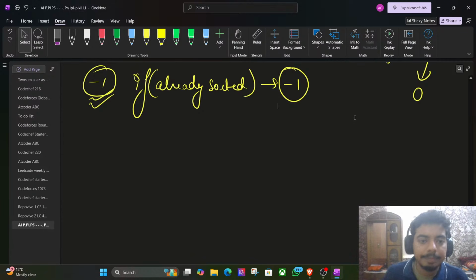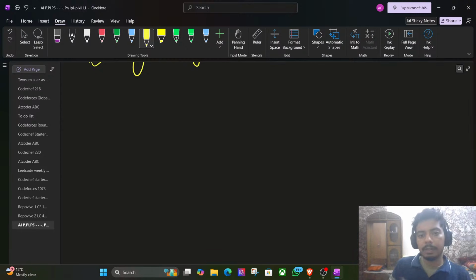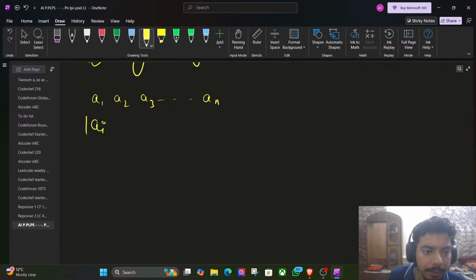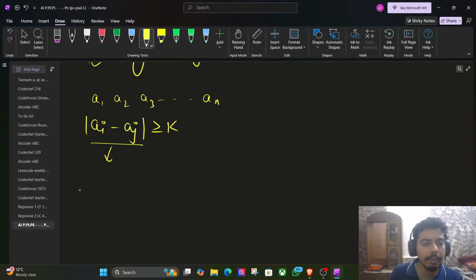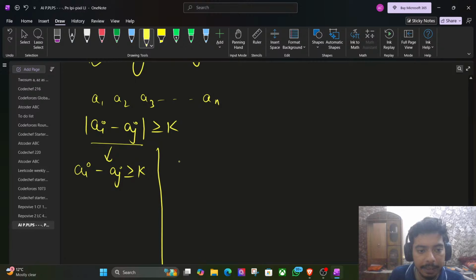Now, if this is correct, I can now work for the maximum k that is possible. Look, I need to make the array sorted. So say a1, a2, a3 up to an. I need to make this sorted, and the operation is |ai - aj| >= k. Let's open this inequality modulus. So it will say either ai - aj >= k, or the second part, aj - ai is greater than or equal to k. Okay.